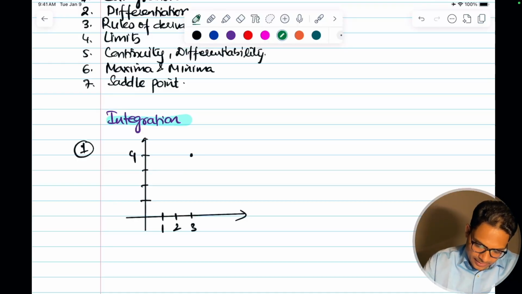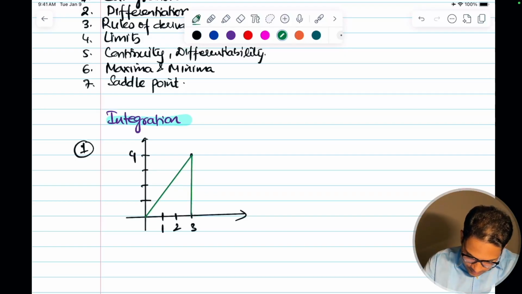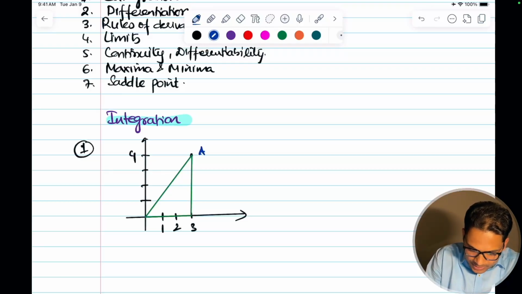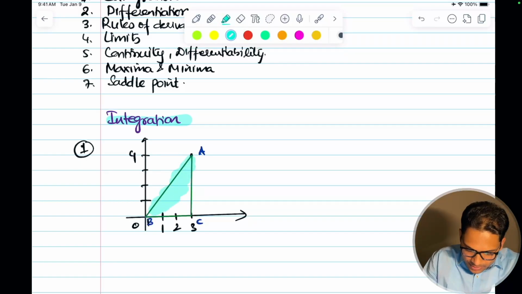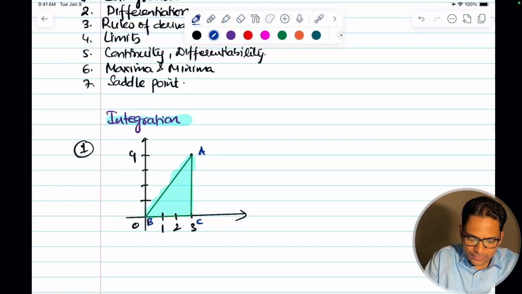Let's draw a triangle. So this is a triangle. Let's name it ABC. This is your origin, this is B, this is C. Now if I have to find the area of this triangle ABC, how will you find it? We know this already.